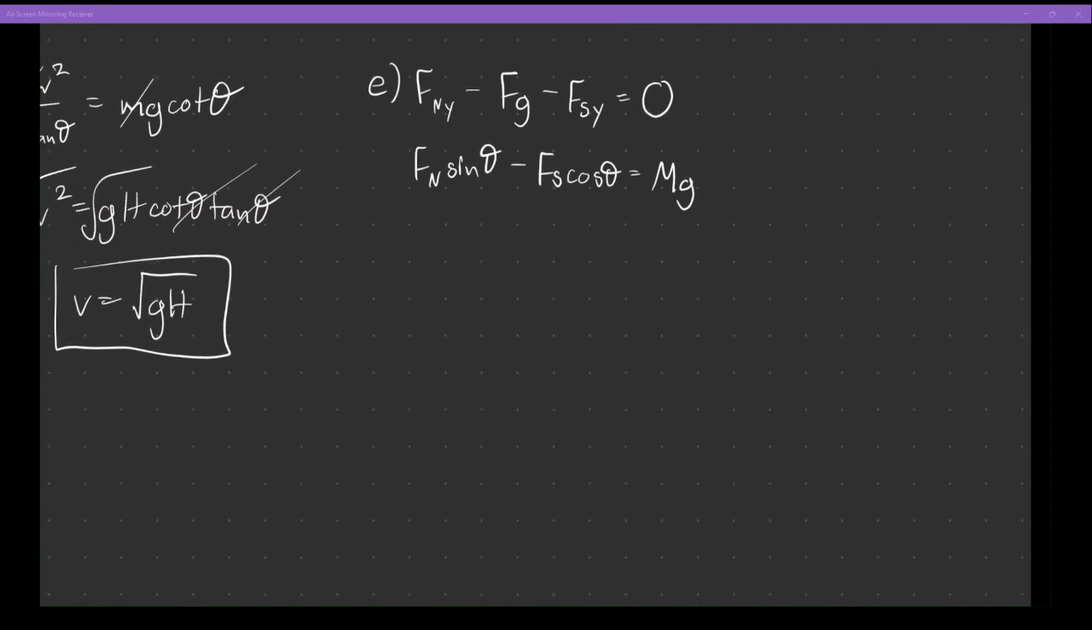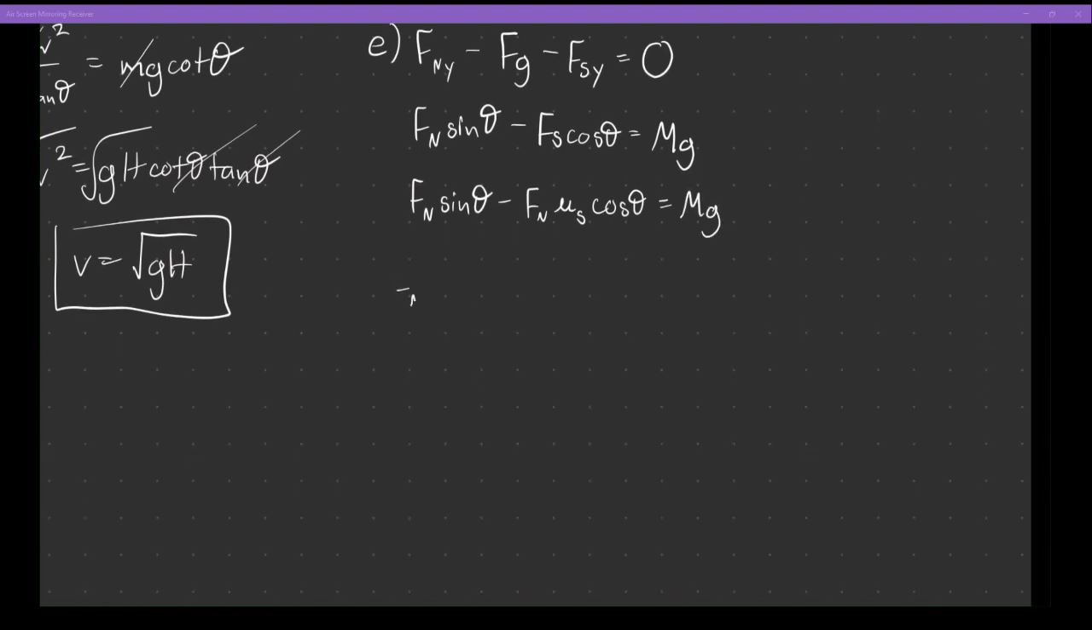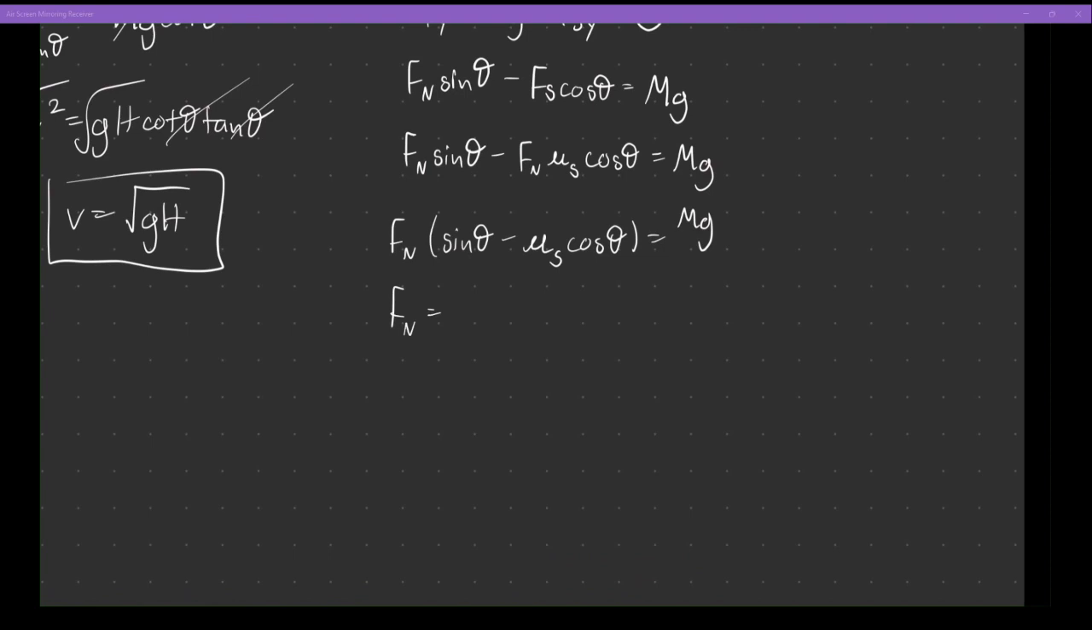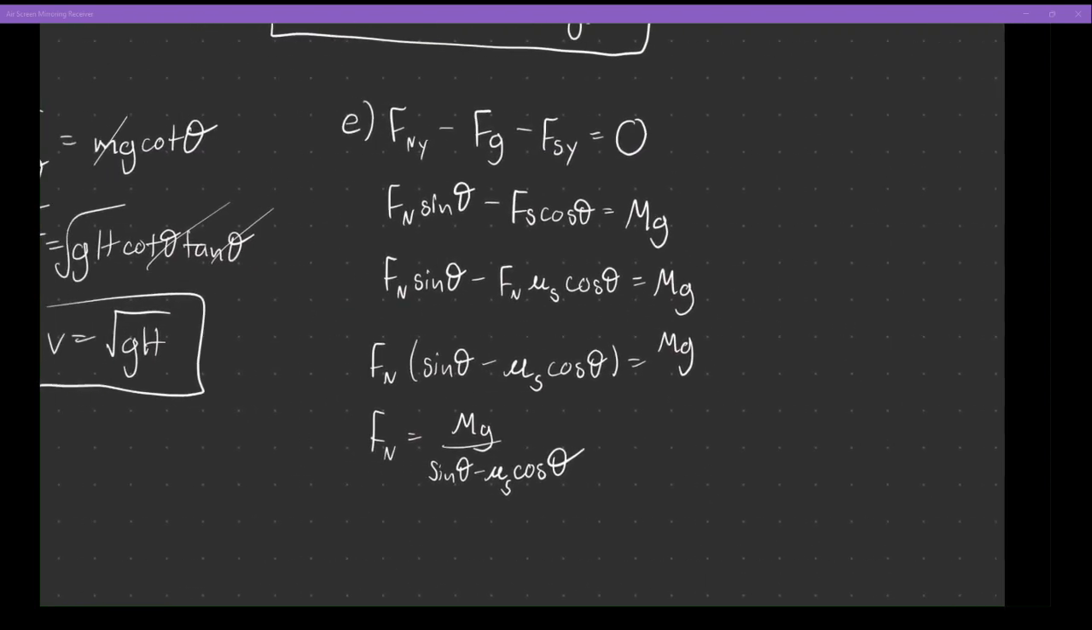And so now I have F_n sine of theta. F_s is the same thing as F_n mu_s, so F_n mu_s cosine of theta equals mg. Now I can factor out an F_n. So I'm left with F_n times (sine theta minus mu_s cosine of theta) equals mg. So I'm left with F_n equals mg over (sine theta minus mu_s cosine of theta). So that's F_n.